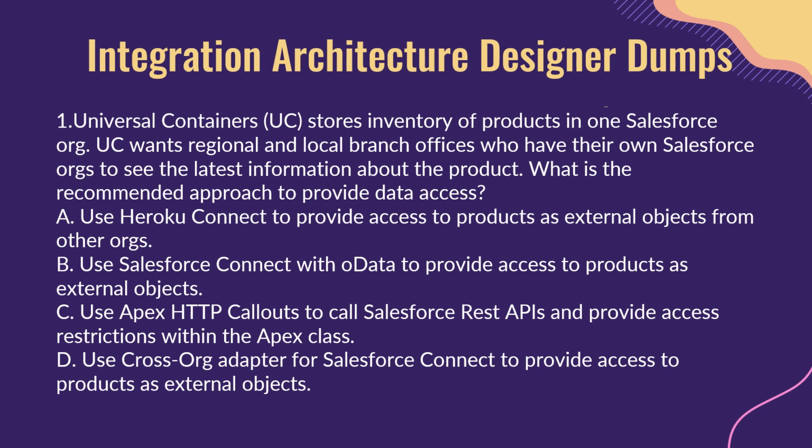A. Use Heroku Connect to provide access to products as external objects from other orgs. B. Use Salesforce Connect with OData to provide access to products as external objects. C. Use Apex HTTP callouts to call Salesforce REST APIs and provide access restrictions within the Apex class. D. Use Cross-org Adapter for Salesforce Connect to provide access to products as external objects.